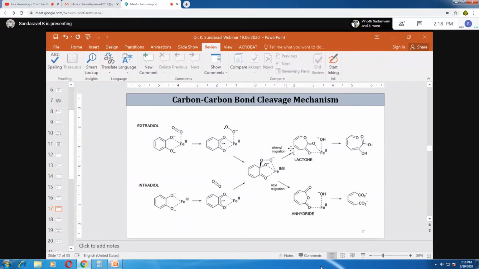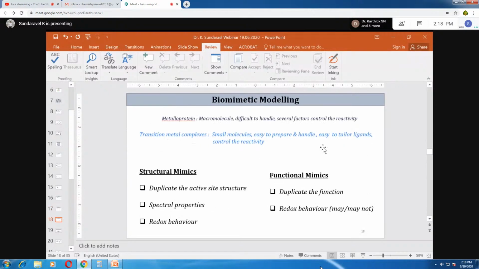In the case of the intradiol cleaving enzyme, we will have an acyl migration. This acyl group will be migrated to the peroxide oxygen and cleave the anhydride as a product that will cause an opening. And in the other case, if it is undergoing the alkyl migration, that will lead to lactone formation. The lactone will undergo C-C bond opening and generate a different product. This is a common intermediate, but the rearrangement is entirely different. This is mainly dictated by the protein scaffold, which wraps around the active site.